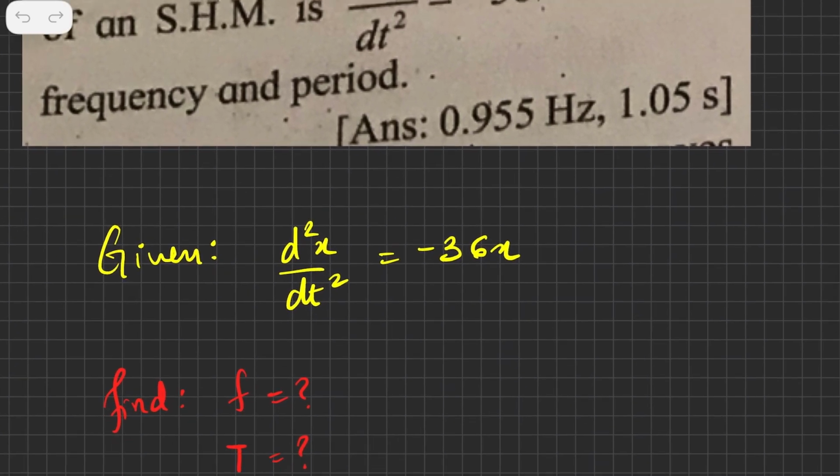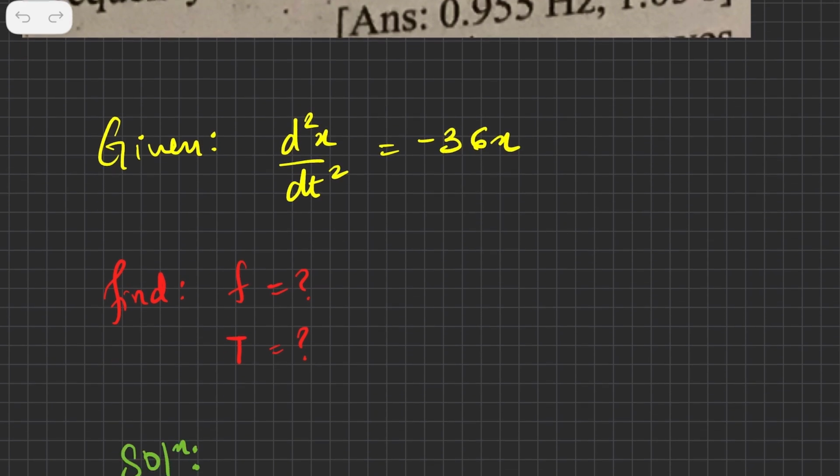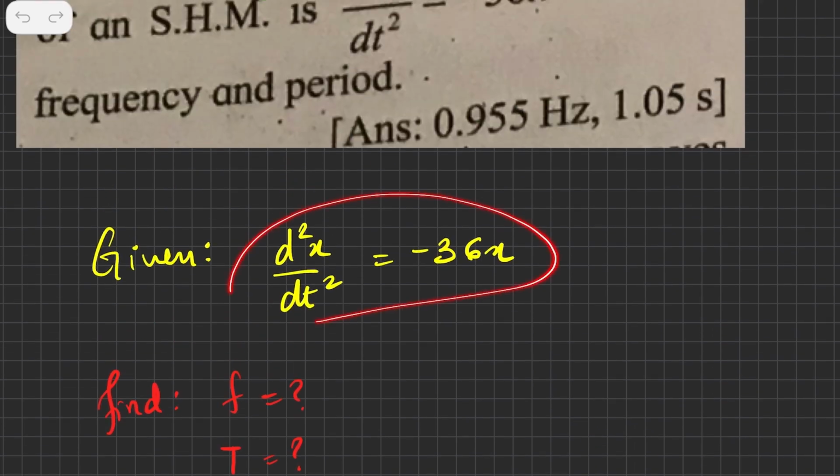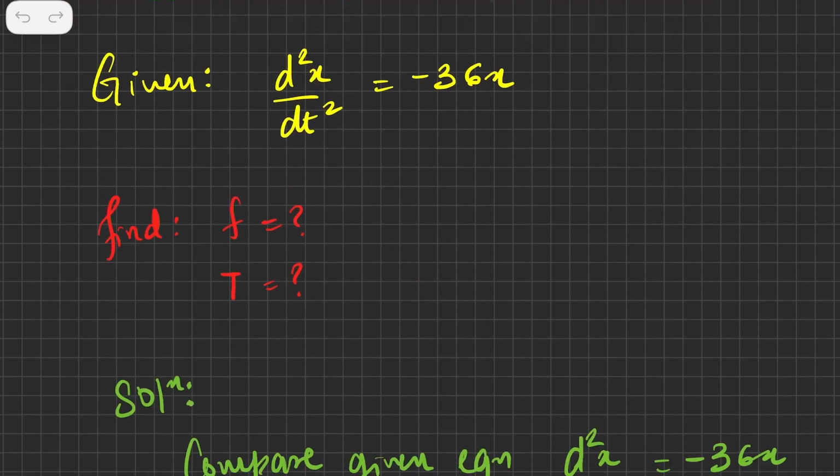Now, I have just mentioned this in given form. So d square x by dt square is equal to minus 36x is my given differential equation, and frequency and time period is something we are supposed to find out. Now what we are going to do is compare this equation with our general equation which we have derived in our previous videos.